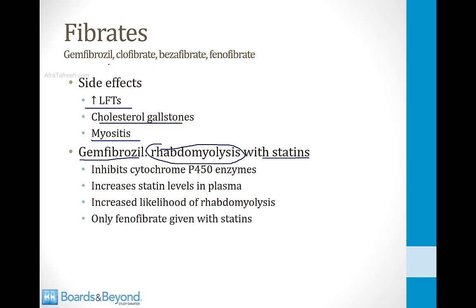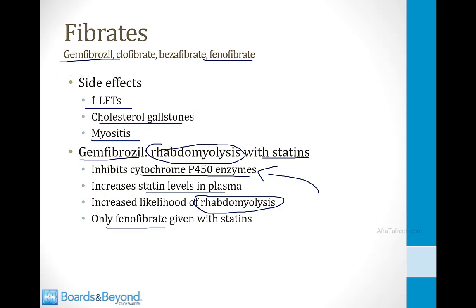So in the US, the only two fibrates that are prescribed are gemfibrozil and fenofibrate. And if you give gemfibrozil together with a statin, gemfibrozil inhibits cytochrome P450 enzymes, and this will raise the level of statins in the plasma, and this increases the likelihood of rhabdomyolysis. So because of this interaction with the P450 enzymes, we never give gemfibrozil with a statin, we always give it alone. If you do want to give a fibrate together with a statin, and we sometimes do this, you always use fenofibrate, and that's because fenofibrate doesn't have this interaction with statins the same way that gemfibrozil does.